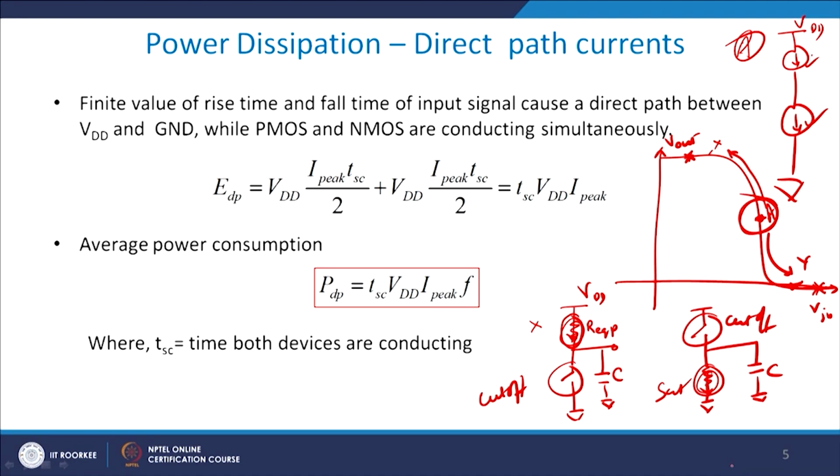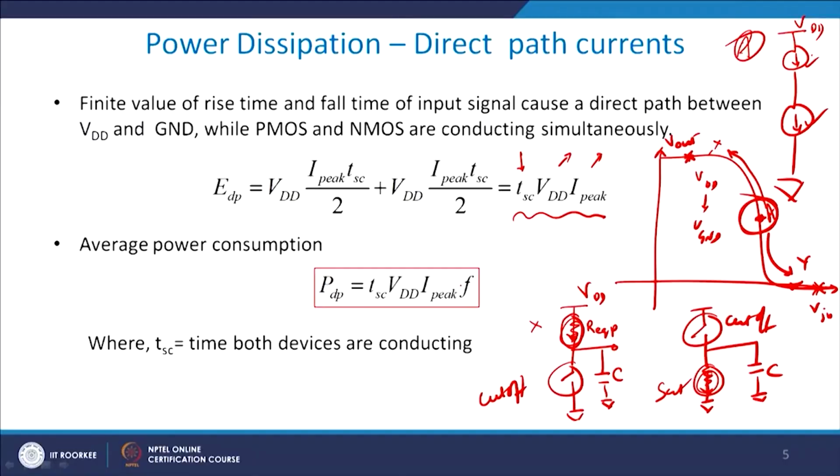Now there is a short circuit path between VDD and ground, and as a result you will see a large current flowing. That flow of current is given by this formula. VDD is the applied voltage, I peak is the peak current, multiplied by how much time this current is flowing, which is TSC, the short circuit time, and therefore it gives the energy. So the power will be TSC times VDD times I peak times F.